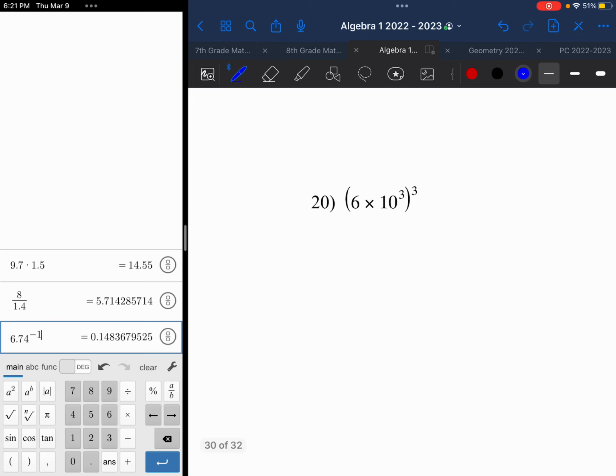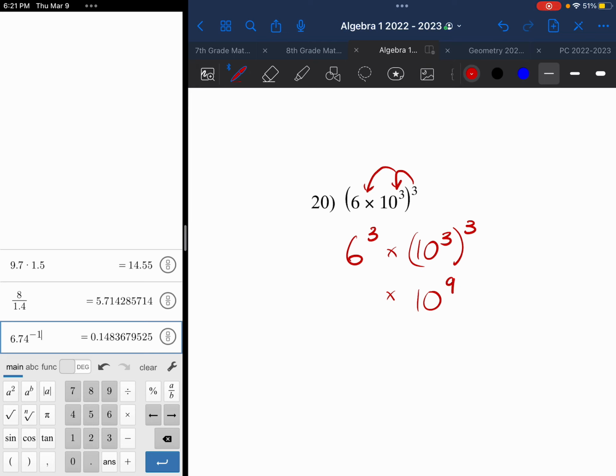We're on to number 20. Kind of the same thing. You're just going to distribute the 3 into that base, and this is going to be 6 to the power of 3 times 10 to the power of 3, also to the power of 3. Again, I want to deal with that 10 to the power of stuff. Power to a power means multiply.